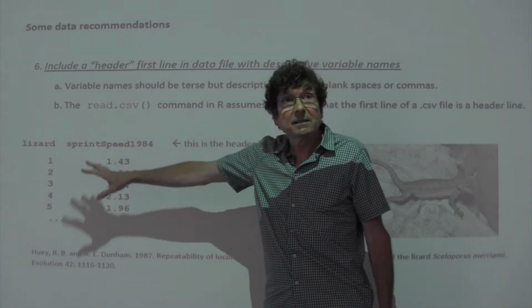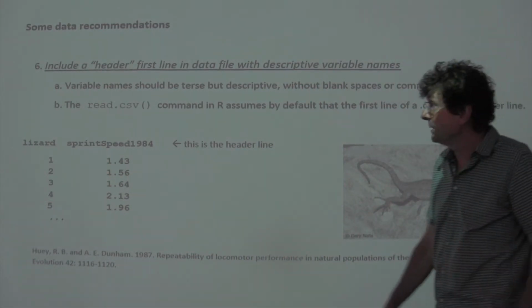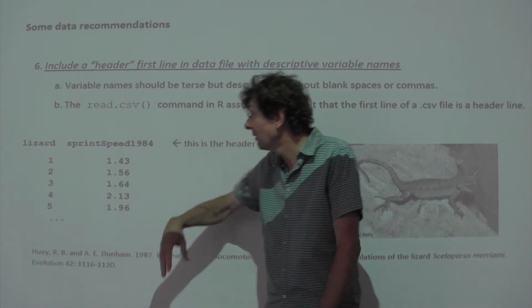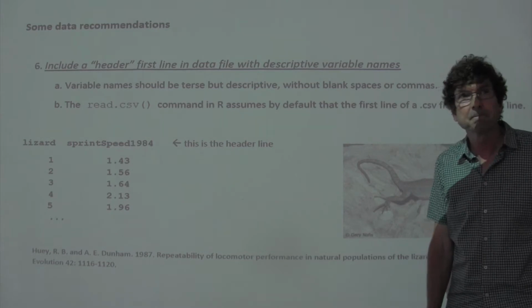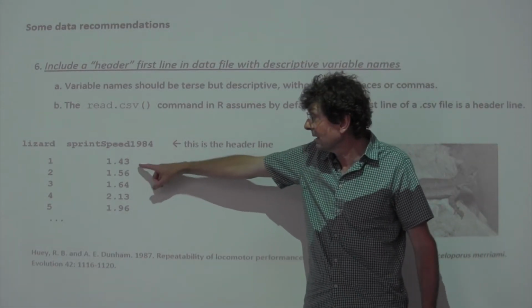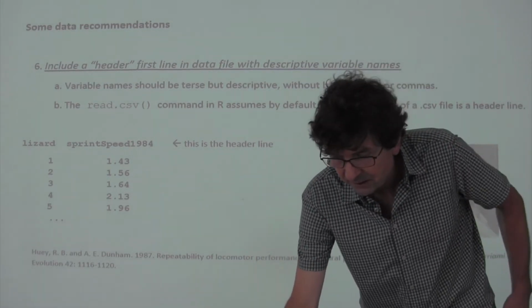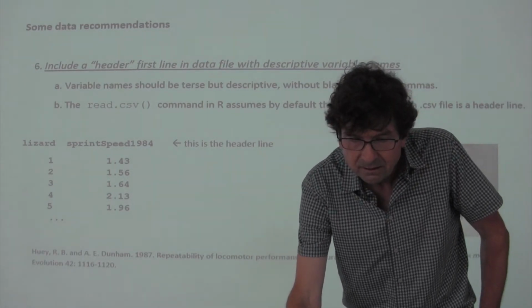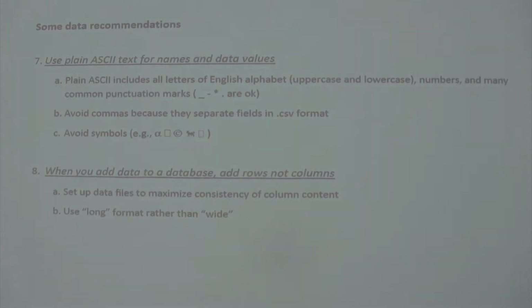So a data set that contains all of their measurements is something like this. Lizard 1, 2, 3, 4. Anyway, these are the headers. Sprint speed, 1984, and so on. Maybe this isn't the perfect header because it doesn't say what the units are. But maybe your script file will have that information. I use plain ASCII all the time, don't use symbols.